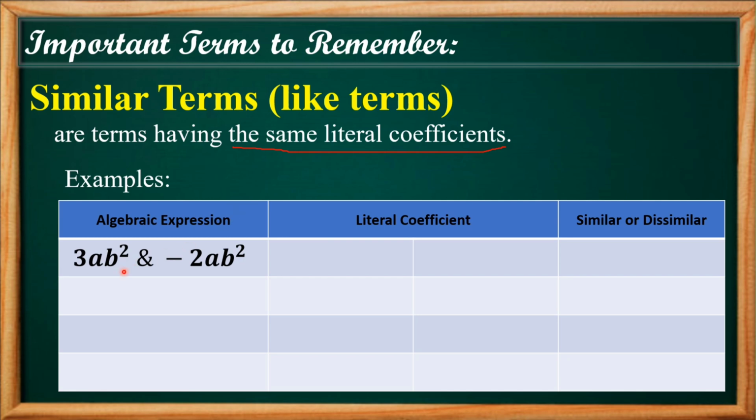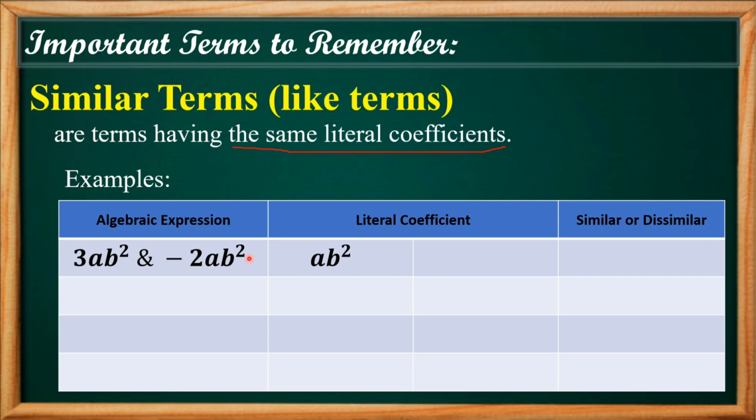3ab squared, ito yung first term natin, 3ab squared and the negative 2ab squared. Okay, sa 3ab squared muna tayo. Ano ba yung literal coefficient niya? The literal coefficient is ab squared.